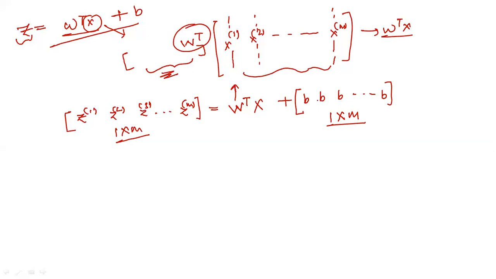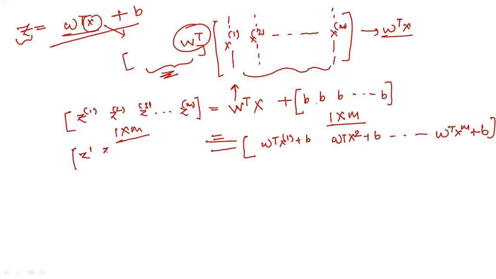Okay, so if this b is added to this w transpose x, then we would get a vector somewhat as w transpose x1 plus b, w transpose x2 plus b, that goes up to w transpose xm plus b. Okay, and this would ultimately be allocated to z1, z2, that goes up to zm.